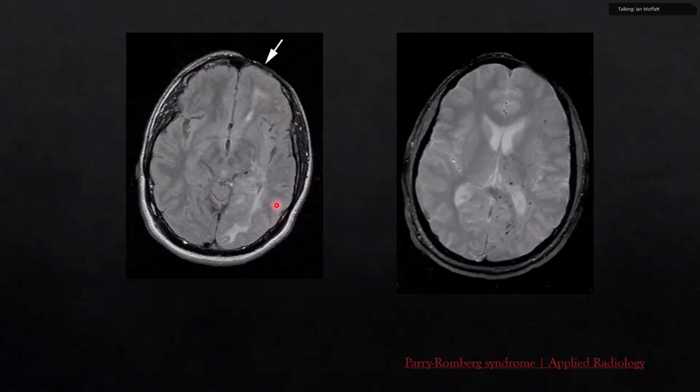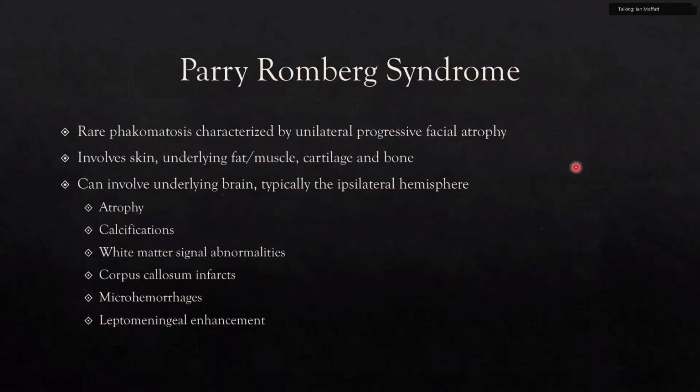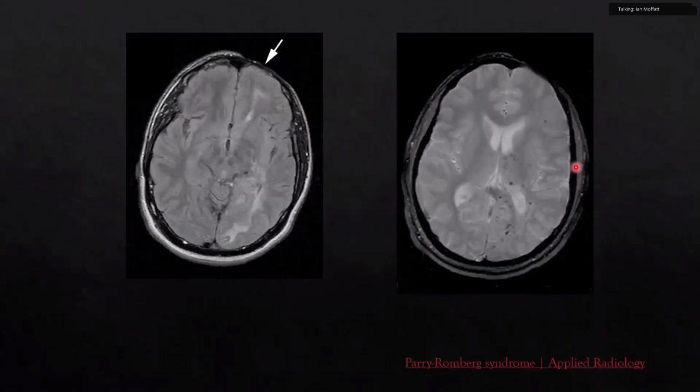This is an example of a patient with Parry-Romberg. You actually have loss of the calvarium, loss of the overlying skin, and then ipsilateral to that, you do have microhemorrhages with abnormal signal and mild atrophy, if you can appreciate the slight dilation of the left lateral ventricle. Very strange, again, not a common thing that we see.